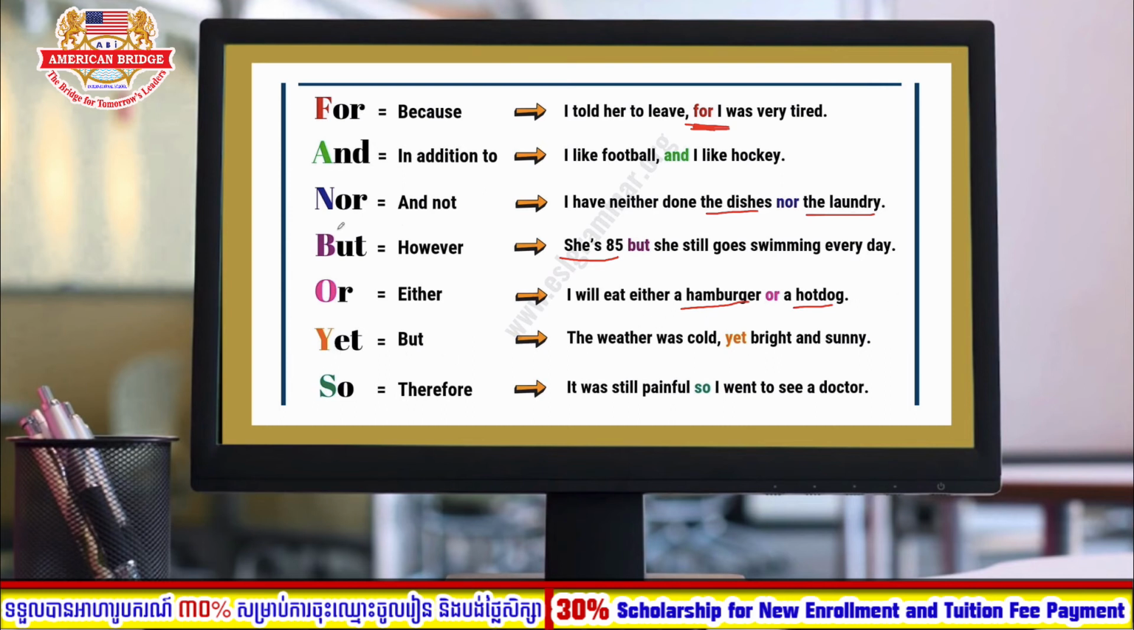Yet means but or however. The weather was cold, yet bright and sunny. It contrasts with the first part of the sentence here. The word so means therefore, or as a reason or a result. It was still painful, so I went to see a doctor. So, as a result, I went to see a doctor. So these are the usages of these FANBOYS, which are the coordinating conjunctions.